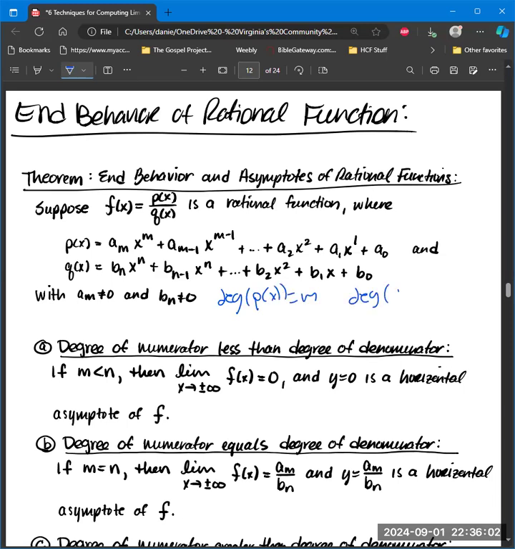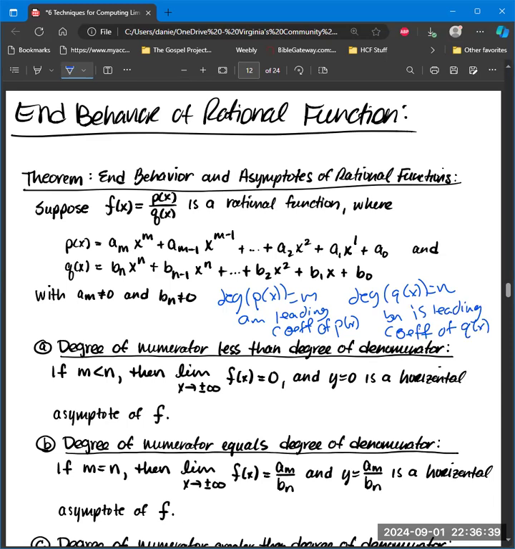Degree of q of x, so we're going to call that n, and a sub m is the leading coefficient of p of x. B sub n is the leading coefficient of q of x. All right.